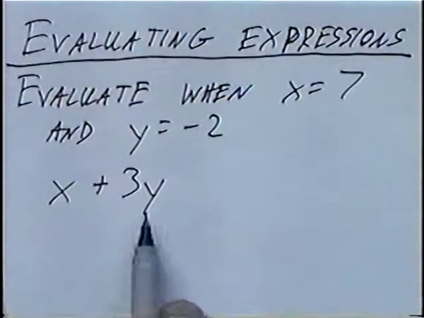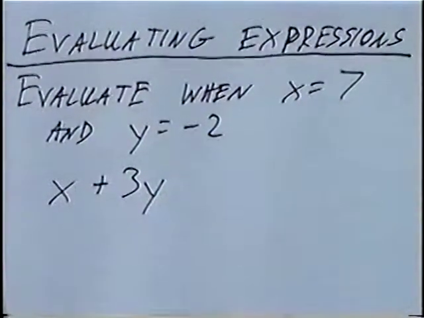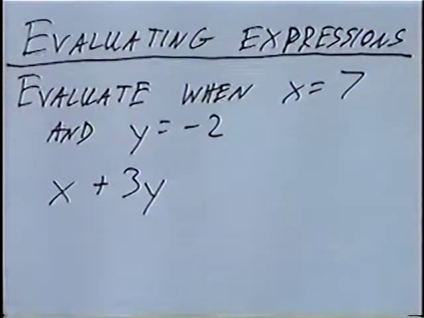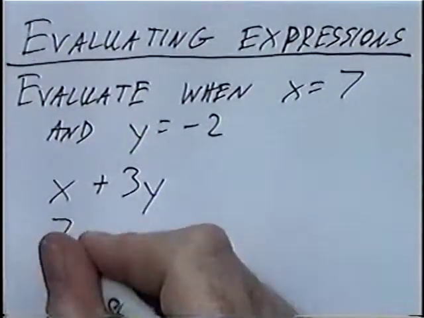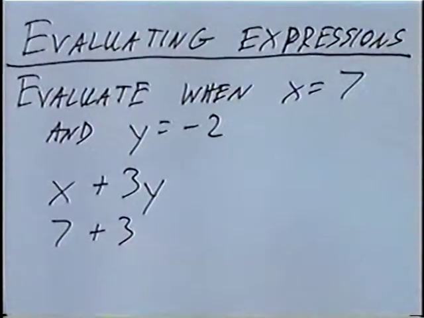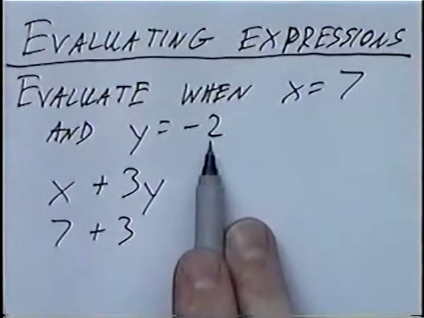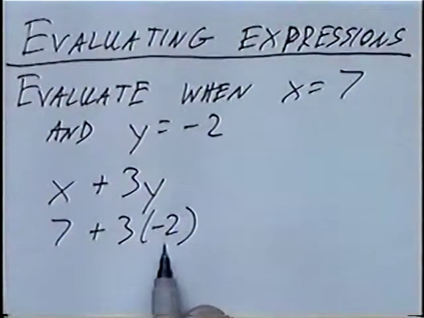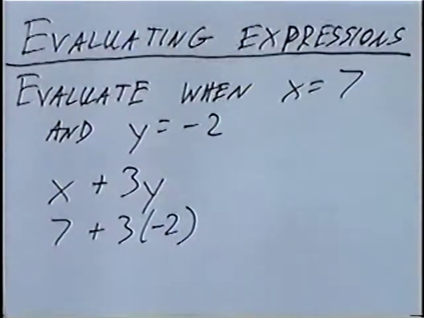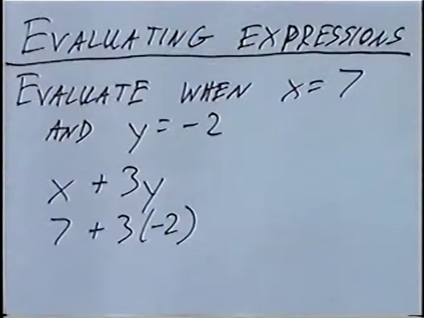To solve or simplify x plus 3y, we can use the values given in the directions above. In place of x, we'll put a 7, and plus 3y, instead of y, we'll put negative 2. It's a good idea to put negatives inside the parentheses to keep them separated from the other numbers.